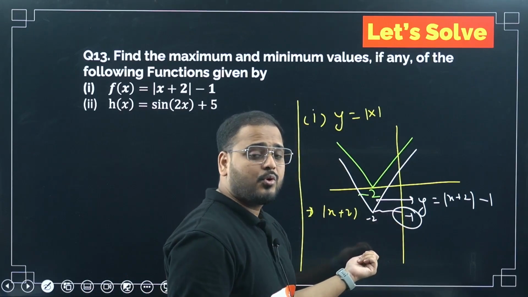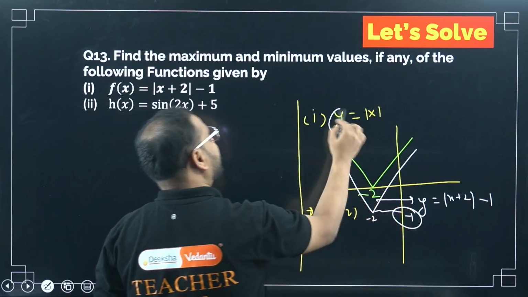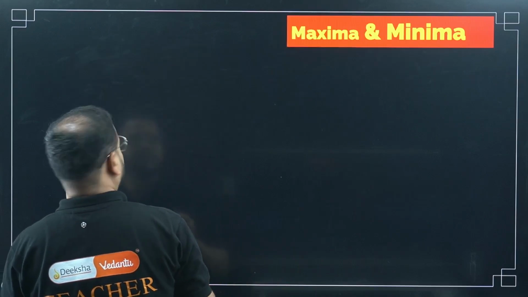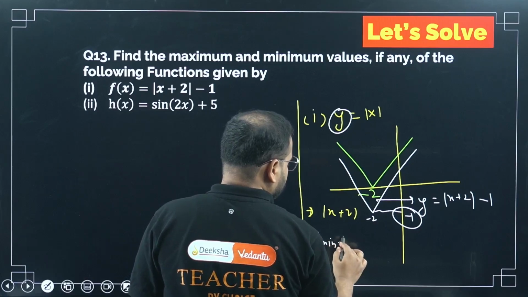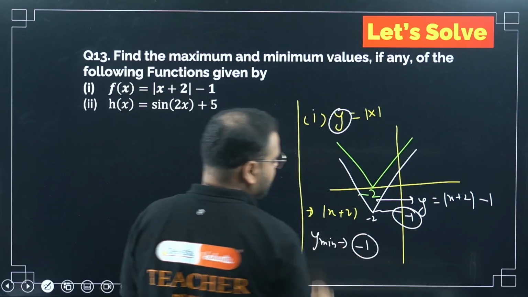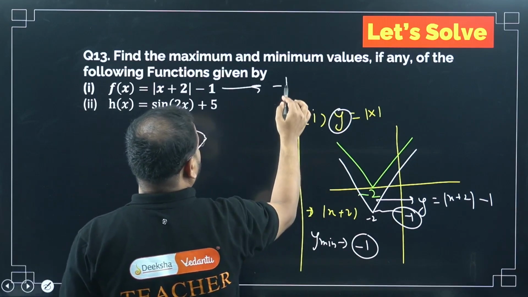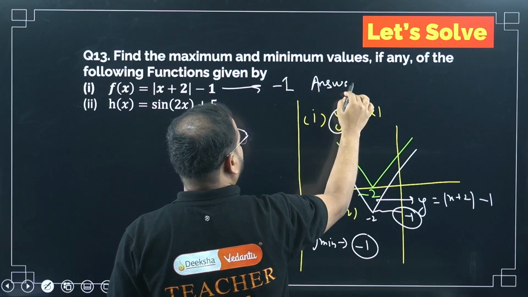So what is minus 2? Because minus 2 is the x value. We are asking minimum, which means we are asking the minimum of y. Please check here. We are asking the minimum of y. What is the minimum of y? Minus 1, sir. Simply minus 1. So what is the answer? The minimum value for this is minus 1. This is my answer, sir.